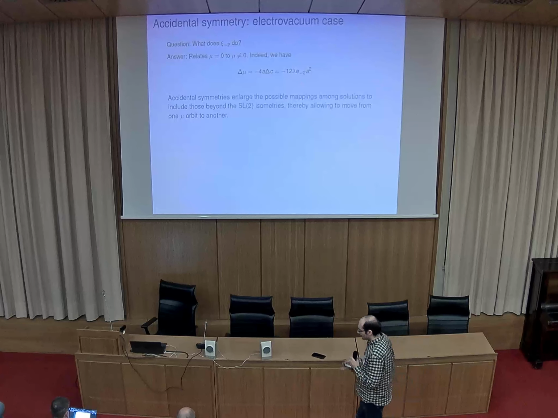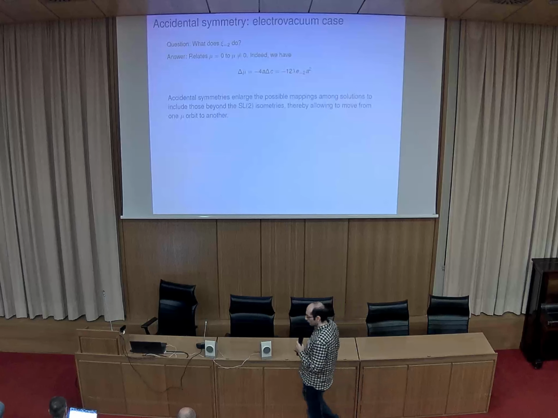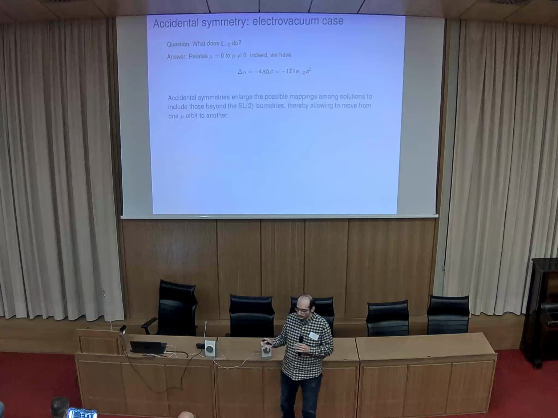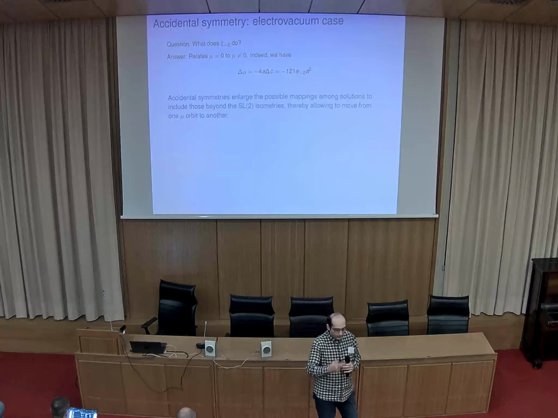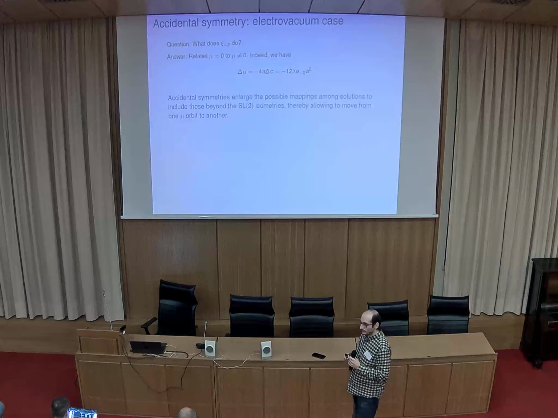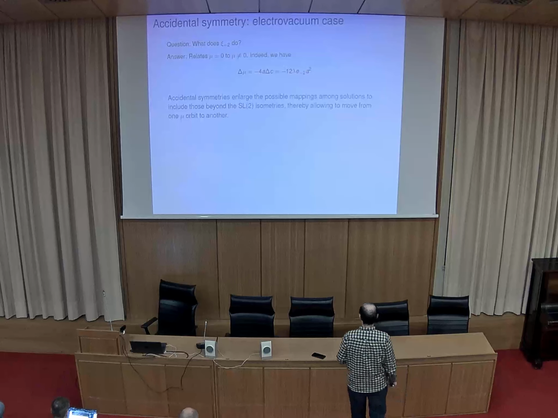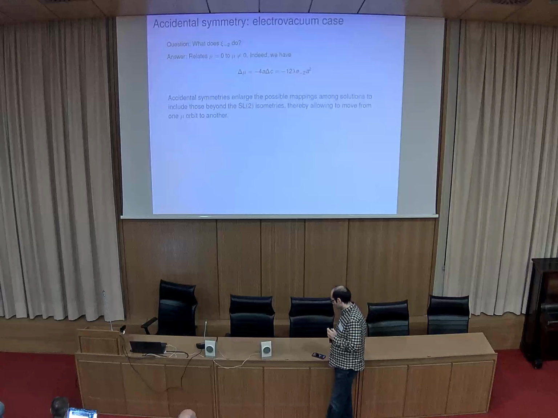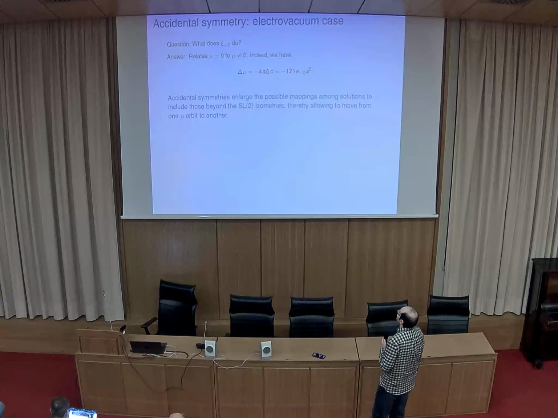So what accidental symmetries do, even in this simplest of all contexts, just electrovacuum spherically symmetric, is they allow you to move between SL2 orbits. They enlarge the space of possible mappings among solutions of this linearized Einstein equation to go beyond SL2 and basically explore the entire set of available solutions.